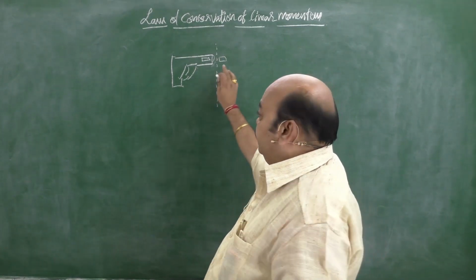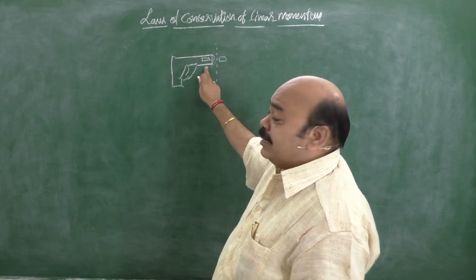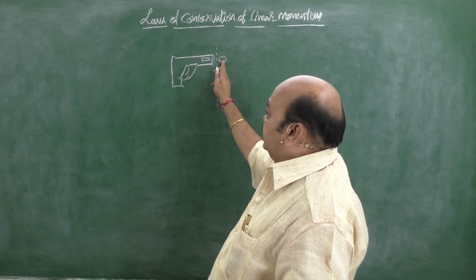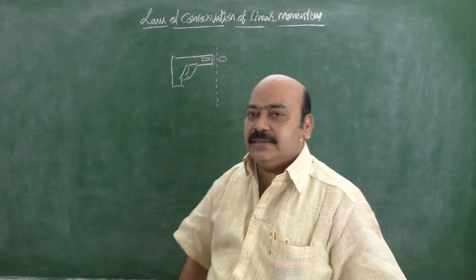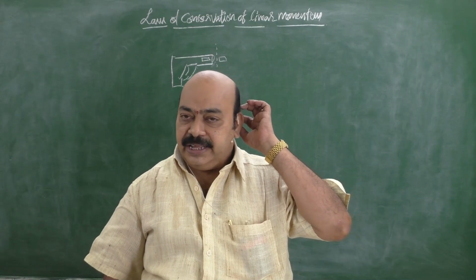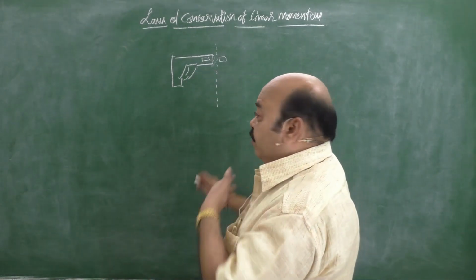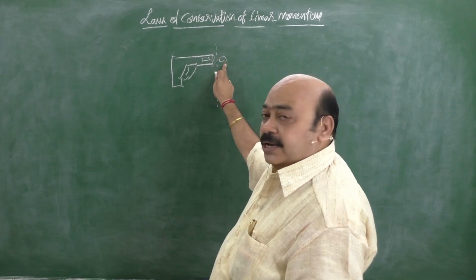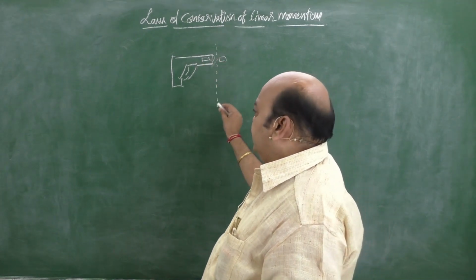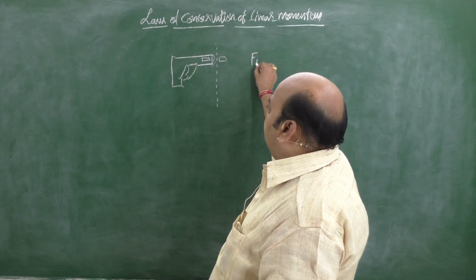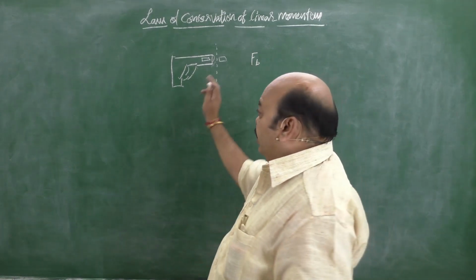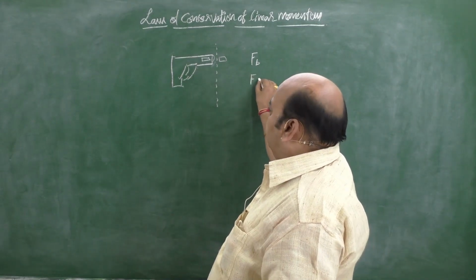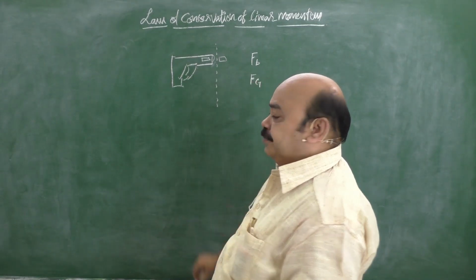For example, if the force of the bullet by the gun is taken as action, the force exerted by the bullet on the gun is the reaction. So, I will repeat once again. What is the force exerted by the gun on the bullet? Let us suppose it is Fb, force on bullet. What is the force exerted by the bullet on the gun? Let us suppose it is Fg.